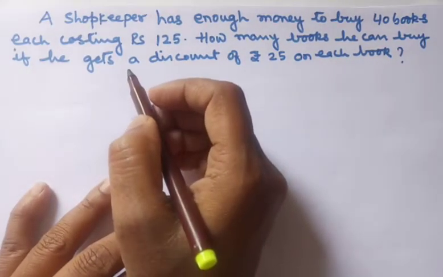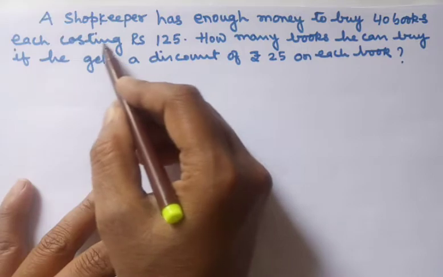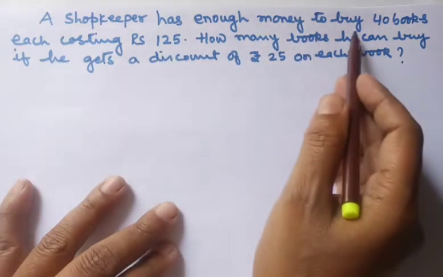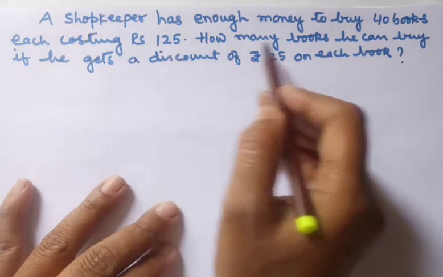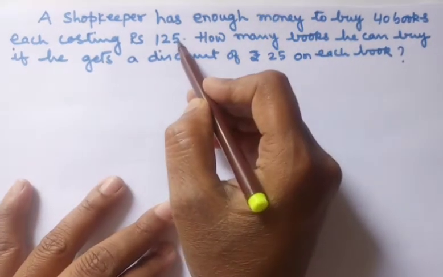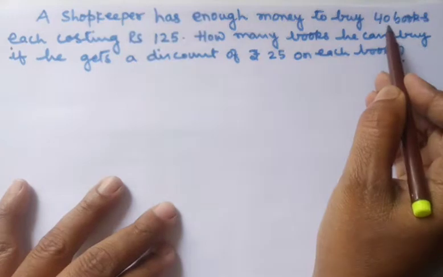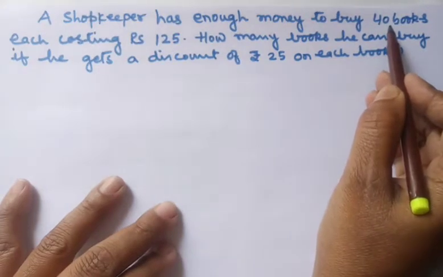Children, let us go through this question. A shopkeeper has enough money to buy 40 books, each costing rupees 125. Cost of one book is rupees 125 and he has money by which he can buy 40 books. That means 125 into 40, whatever the result you are getting, that much amount the shopkeeper is having.